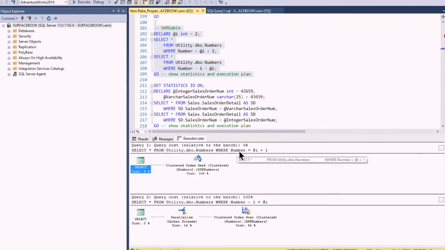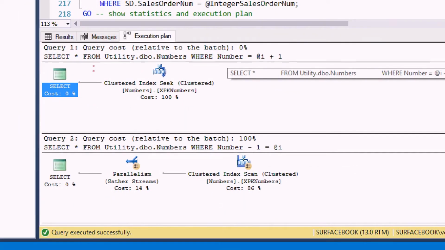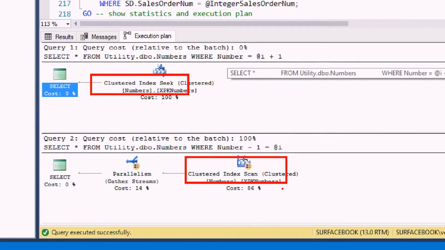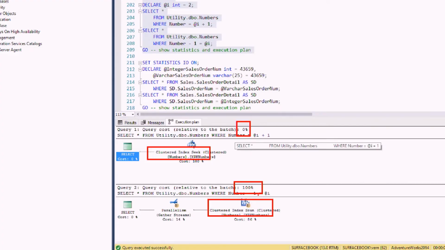And the execution plan is also quite different. If you know much about execution plans, generally a seek is good and a scan is bad. This one has a clustered index seek, and this one has a clustered index scan. And also notice that it decided it was going to be 0 and 100%. There's a huge difference between those two queries. Logically identical. All I did was put the column by itself on one side of the comparison operator.